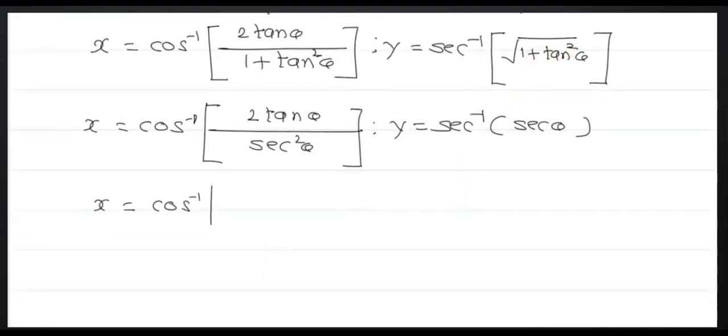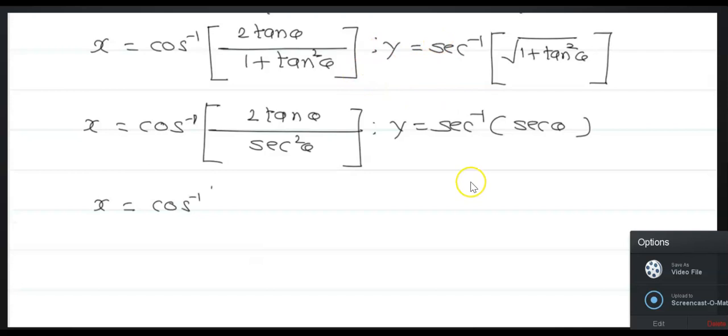What is here? y is equal to sec inverse of root of 1 plus tan square theta, which is sec square theta. Square root gets cancelled. You will get sec theta. That is, sec inverse of sec theta is theta. And what is here? Cos inverse of 2 tan theta upon sec square theta. This sec square will become cos square theta. That is sin theta upon cos theta into cos square theta. One cos gets cancelled. Then you will get cos inverse in bracket 2 sin theta into cos theta.